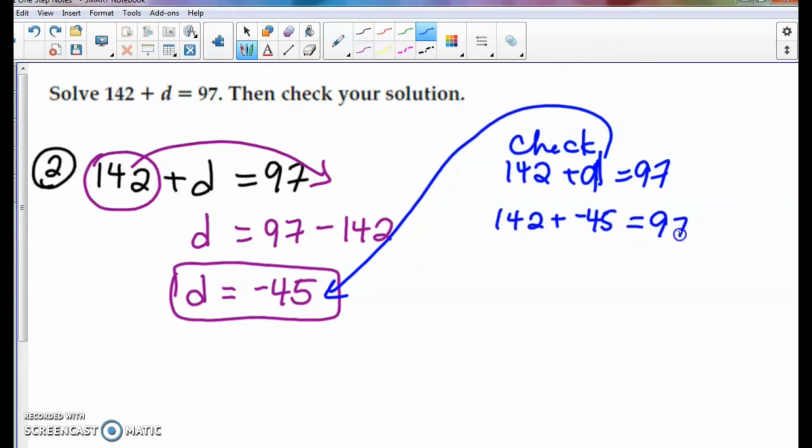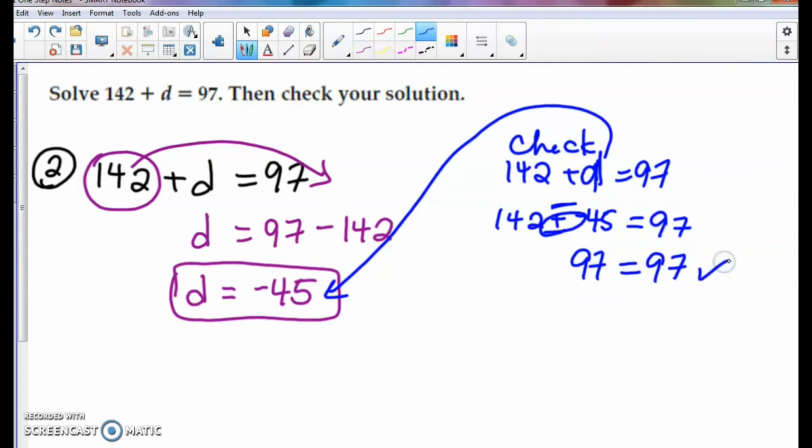If some of you are wondering why I wrote two signs there, I know, I don't like double signs either. If you have plus and negative, because they're different, it's actually just minus. So it's actually 142 minus 45. Punch that into the calculator, or do it in your head, and you get 97. And 97 does indeed equal 97.